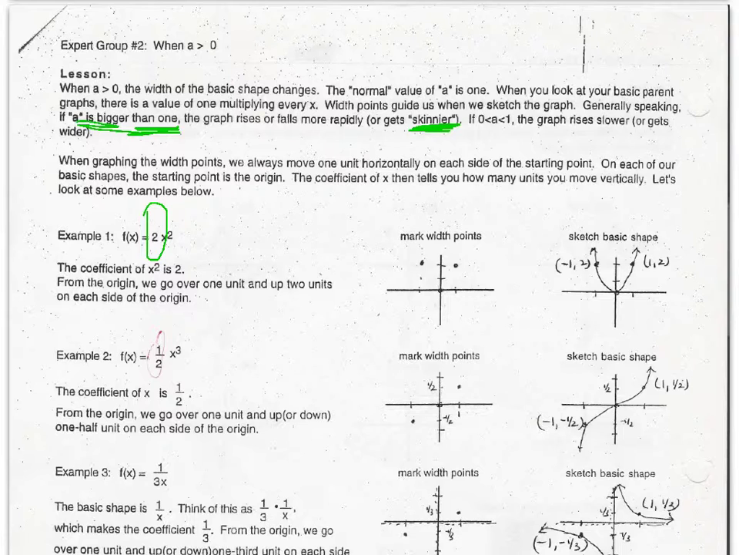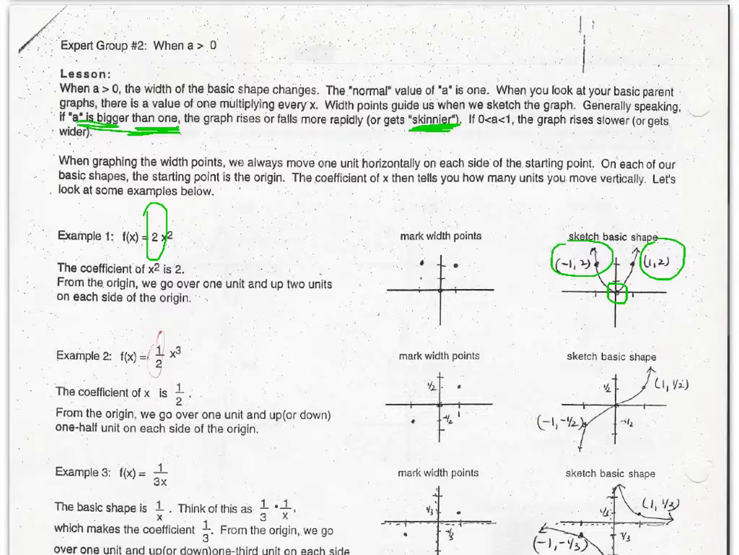2x squared gets skinnier. You have the same vertex, but now you go to the right one, but you go up 2. So now you're at 1, 2, that's a width point. You can go to the left one and go up 2, so now you're at negative 1, 2. Where normally you just go to the left one and up 1, now it gets skinnier.